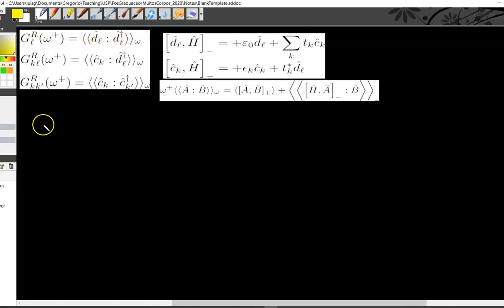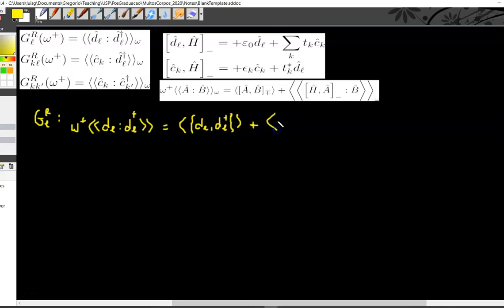So let's take the first one. Let's write the equation of motion for GLR, okay? So it's going to be omega plus double the operators DL, DL dagger equals the expectation value of, in this case, the anti-commutator of the operator, since we're talking about fermions, right? DL with DL dagger, which is just 1, right? Okay. But let's continue. Now double, here the commutator of D with H.